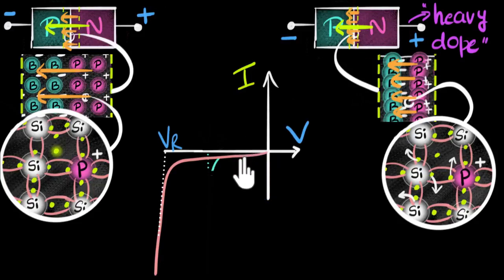So this is what we would expect to happen for a heavily doped diode. The difference is that this happens at a much lower voltage. So let me write that down. This happens at a much lower voltage. We call this VZ, the Zener breakdown voltage.